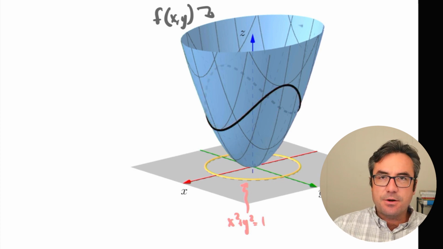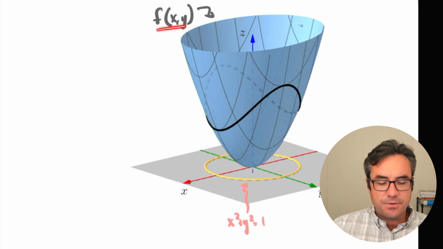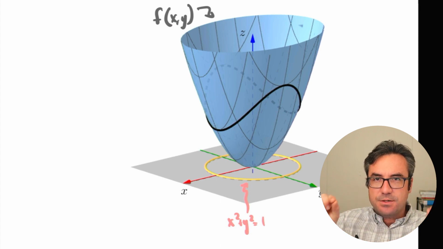So that's how the interaction's going on. We're looking on the surface, but we're only looking at a portion of the surface where it's constrained to a curve.